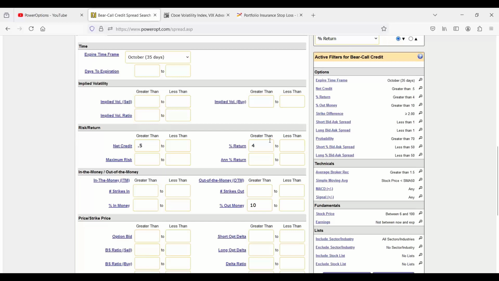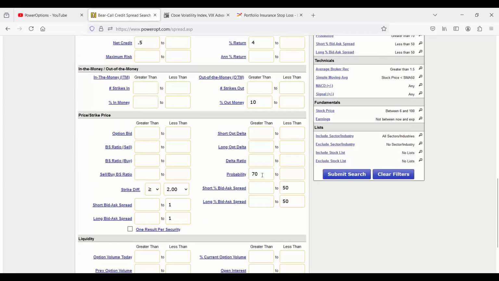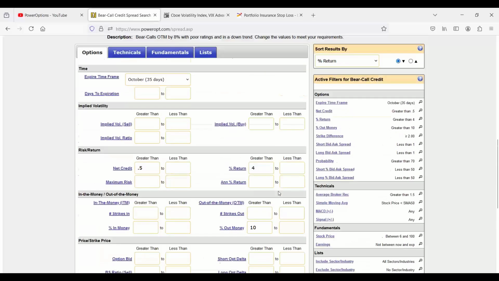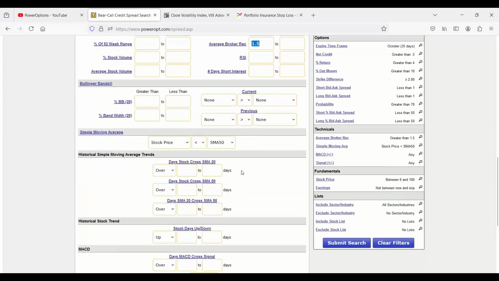Well, the criteria that you can use in any search, starting with a default, you've got your days to expiration, your time frame to expiration, minimum net credit, percent return, range out of the money, or forcing it to be at least 10% out of the money for the next standard expiration, full standard expiration in this case, which is October. That probability of 70 I mentioned, keeping the bid-ask spread to 50, but we're also looking for some stock criteria, some technical stock criteria as well. Not a lot, but we don't want something that has a very strong broker recommendation, and we're looking for stocks that are below the 50-day moving average.